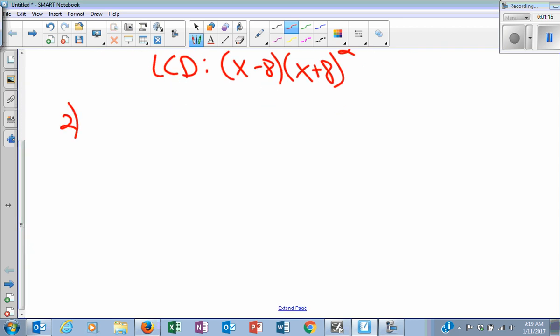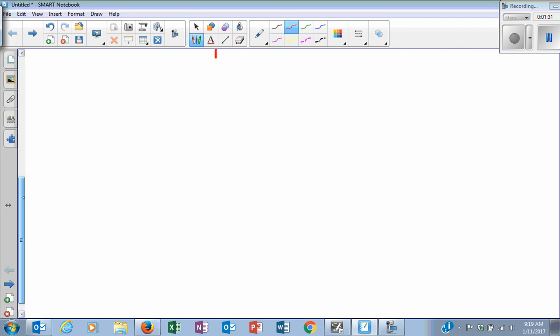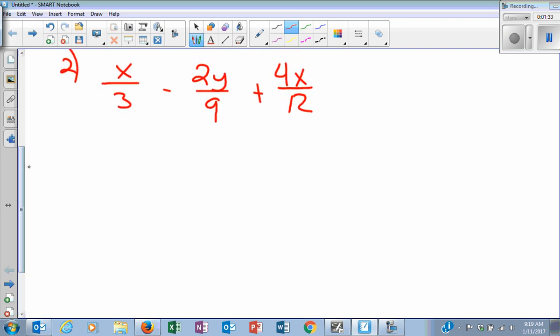Number 2. x over 3 minus 2y over 9 plus 4x over 12. This is not an equation, this is an expression. So we cannot just drop the denominator like we've discussed in equations once they get common ones. We have to make them have common ones, and then we combine them. Eventually we want our answer to just have one fraction.